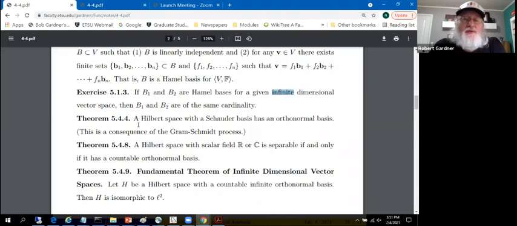Theorem 5.4.4 says a Hilbert space with a Schauder basis has an orthonormal basis. Schauder basis was a countable basis. So with these countable bases, you can simply apply the Gram-Schmidt process to produce a Schauder orthonormal basis. Theorem 5.4.8: a Hilbert space with scalar field R or C is separable if and only if it has a countable orthonormal basis. So these ideas of separability and the existence of a countable orthonormal basis, in the end, go hand in hand.